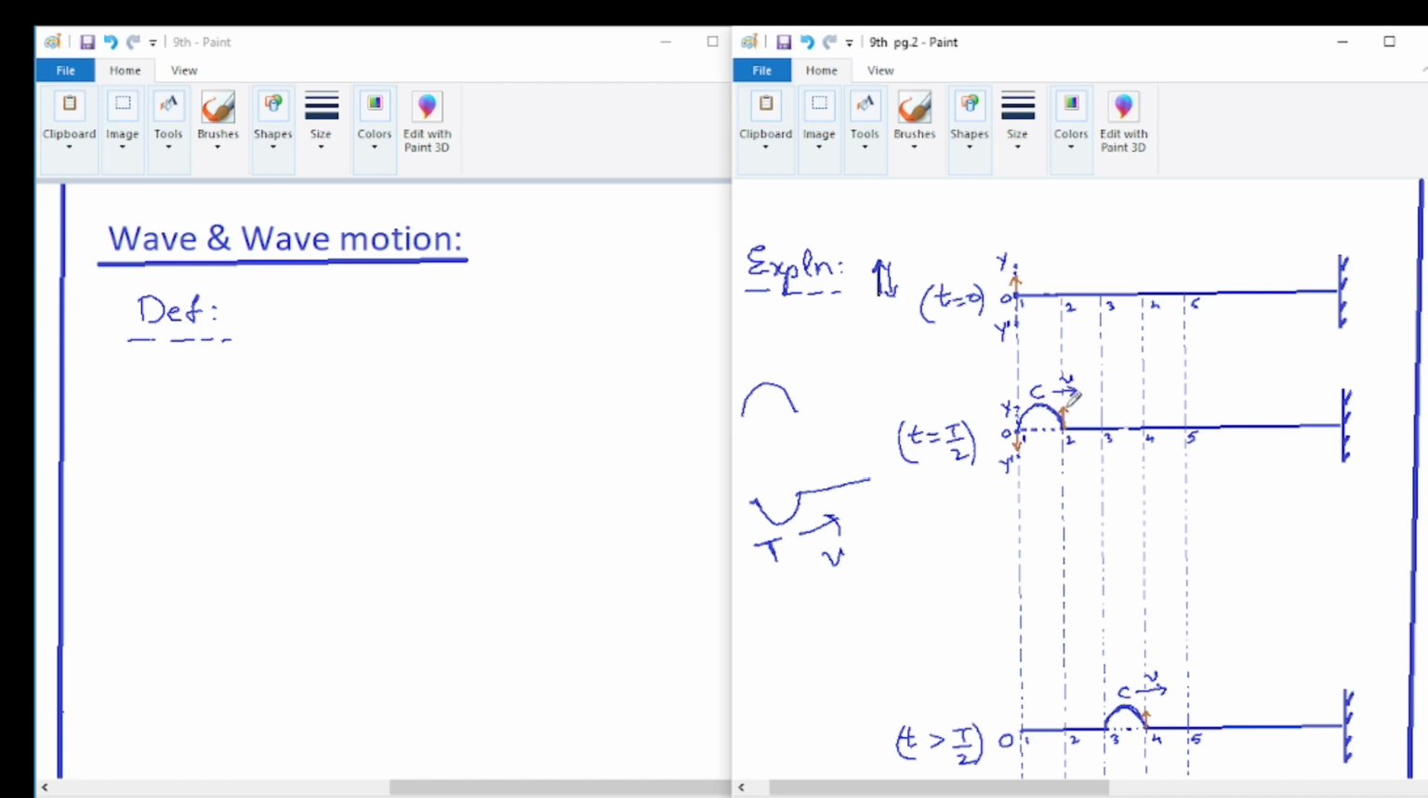For example, you have learned already that sound travels with some velocity. Sound is a wave. It always travels with the same velocity, whether it's a loud sound or a weak sound. Light also travels with some velocity, as you have learnt.